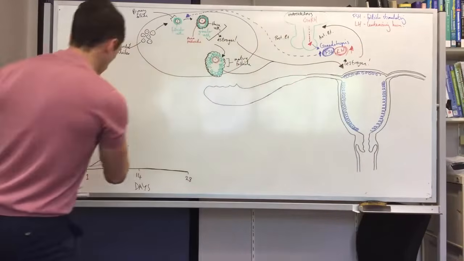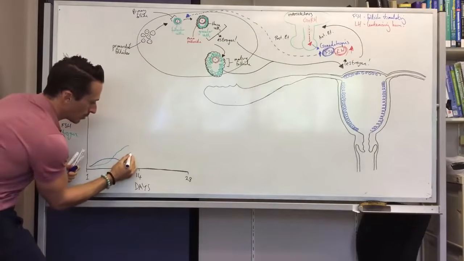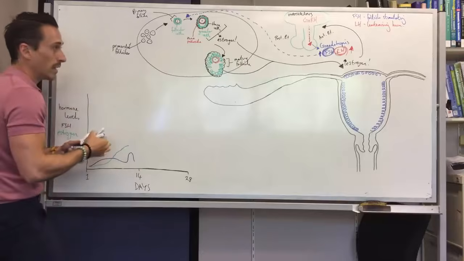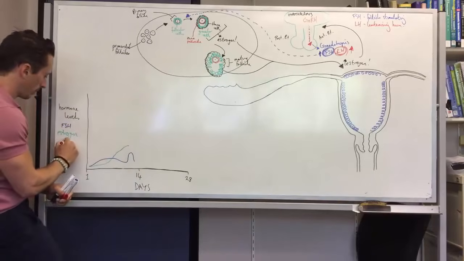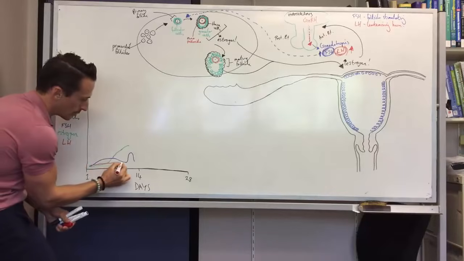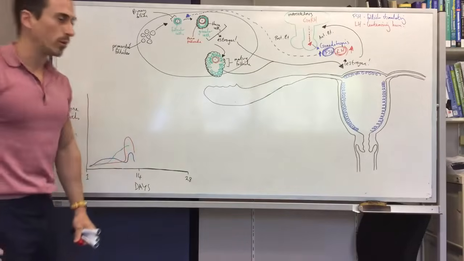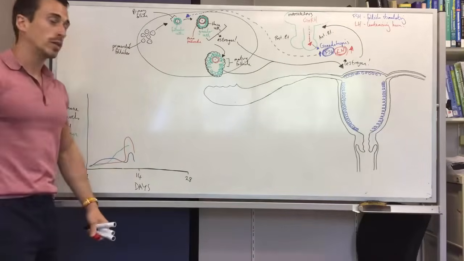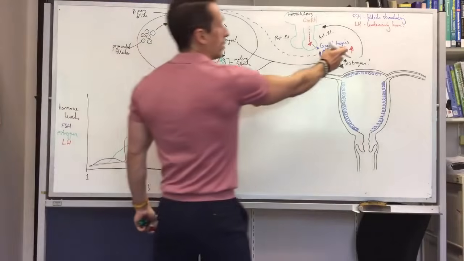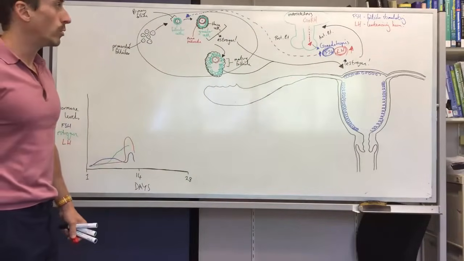So high levels of estrogen have now told follicle stimulating hormone to peak and have now told luteinizing hormone to surge. Before that, luteinizing hormone was quite low. But now luteinizing hormone is bumped up like that. Really important. So just before day 14, luteinizing hormone has bumped up.